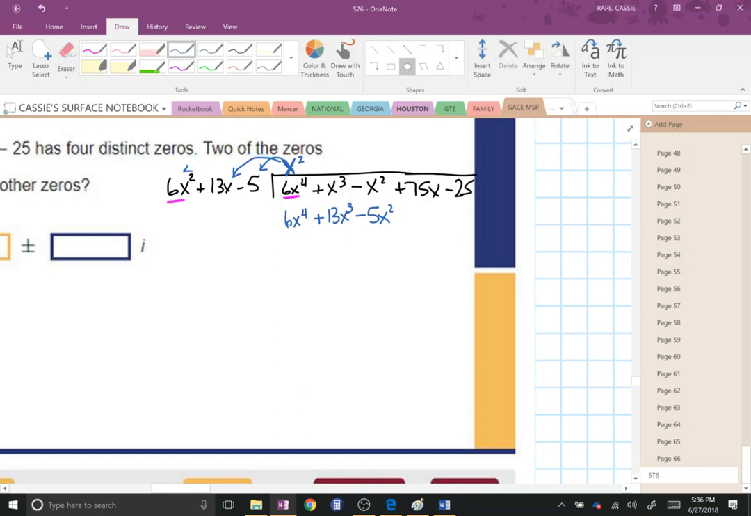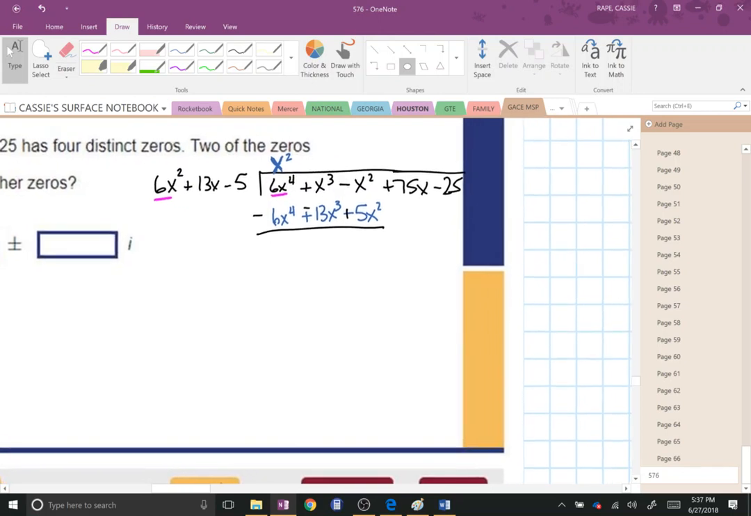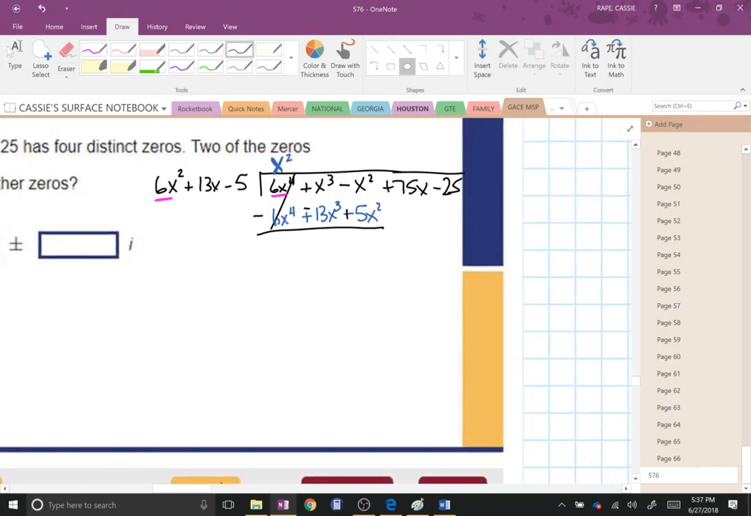Now, in regular division, just like right now, you have to subtract. But what I say as I'm doing this is draw the line, change all the signs. Draw the line, change all the signs. And now you just combine going down. 6x to the fourth minus 6x to the fourth cancels. X to the third power minus 13x to the third power gives you minus 12x to the third power. And negative x squared plus 5x squared gives you plus 4x squared. Just like in regular division, you're going to drop the next term as well.